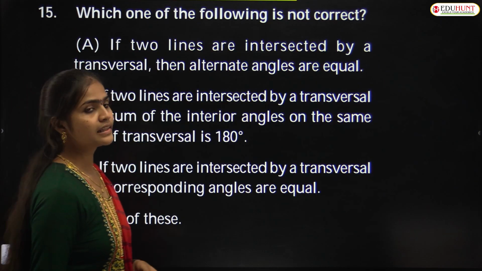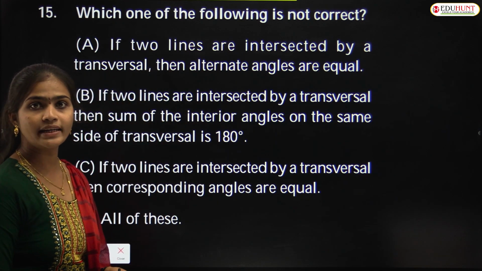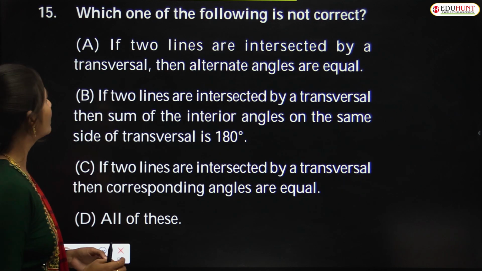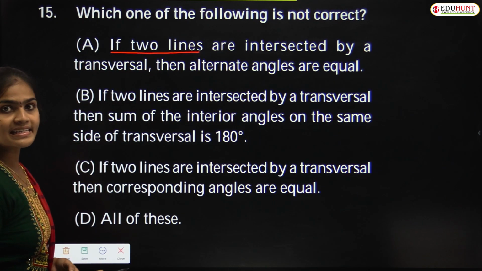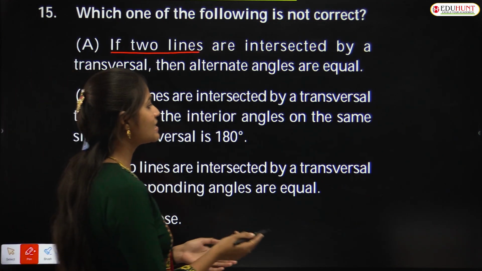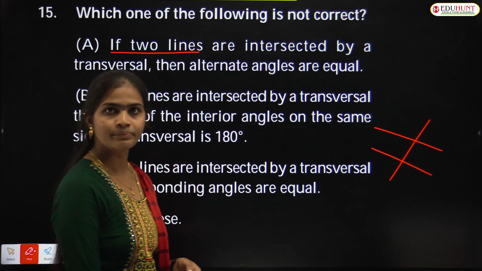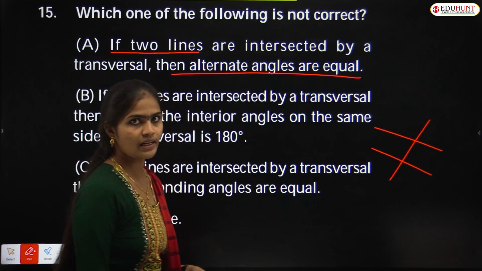Okay, next, they are asking which of the following is not correct. Which of the following is not true? Let us say the first one: if two lines are intersected by a transversal, they are saying that two lines are intersected by a transversal, then alternate angles are equal.